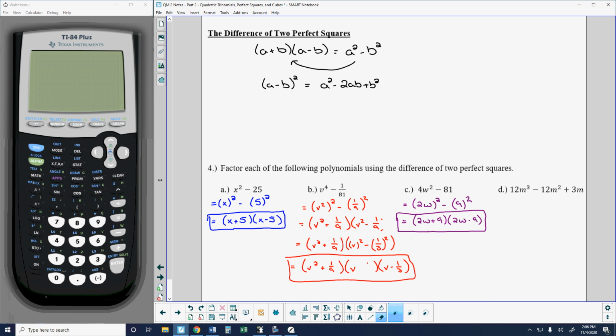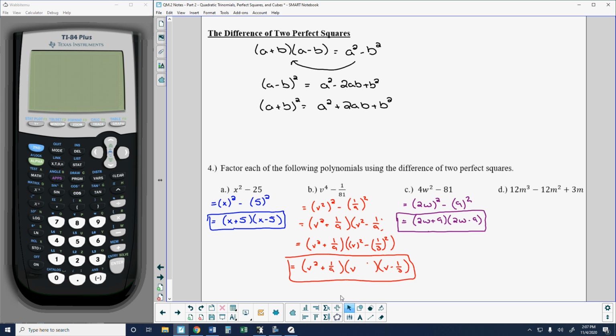A similar thing would happen if I took a plus b and squared that. I would get a squared plus 2ab plus b squared. So this may help us simplify some different types of expressions. So let's take a look at 4D.